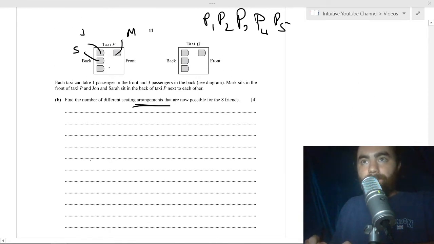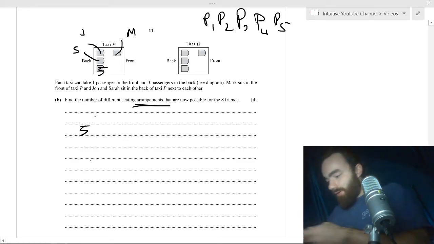So let's say for the first part, well, how many ways from 5 can we pick a person? Well, it's just 5. So we have 5 ways to put into this first taxi here. Or you can say it's 5 combination 1, right? Or just 5 ways. You can say 5.